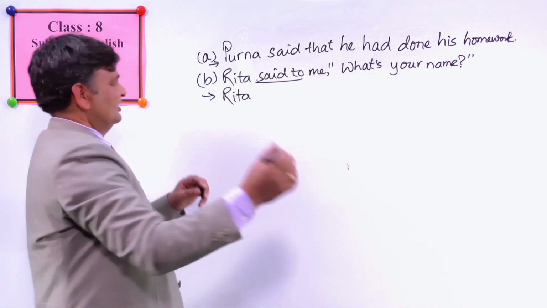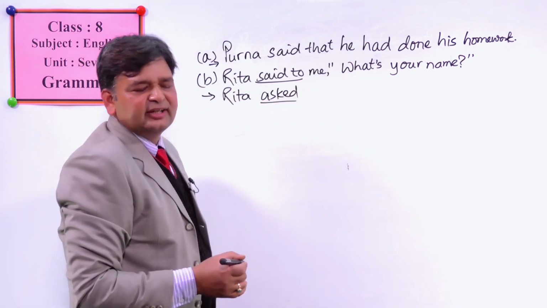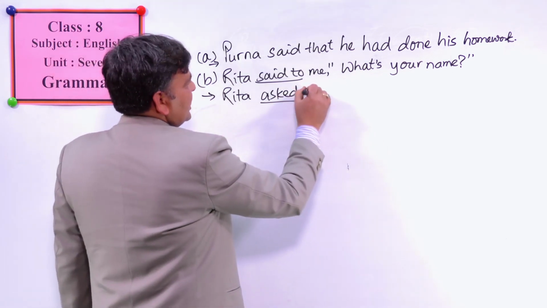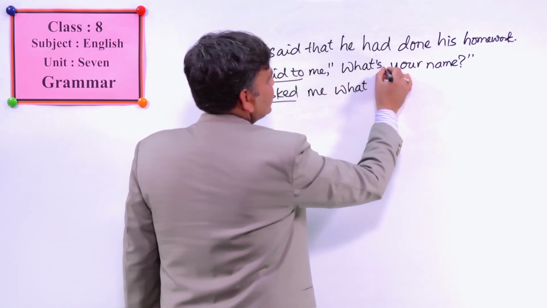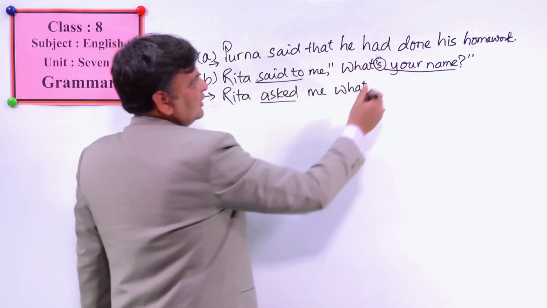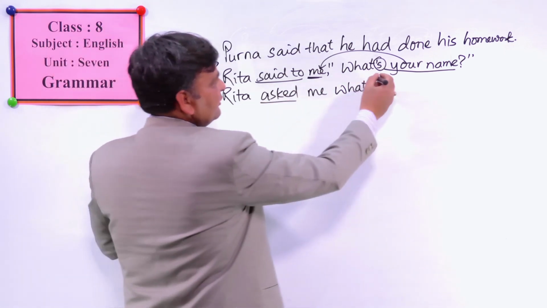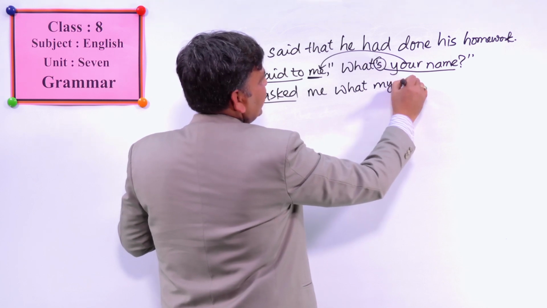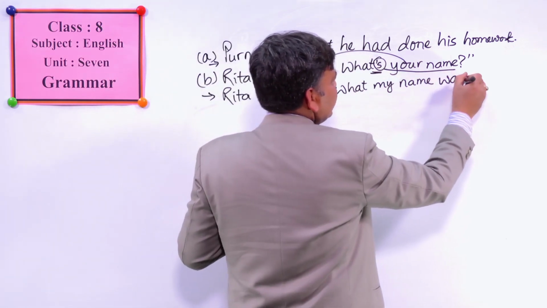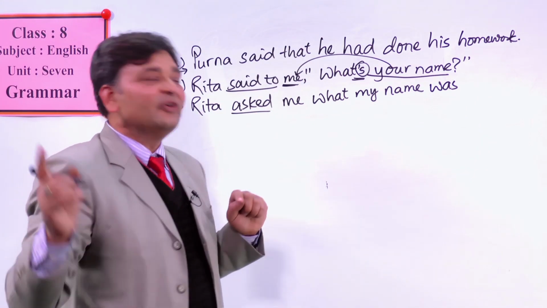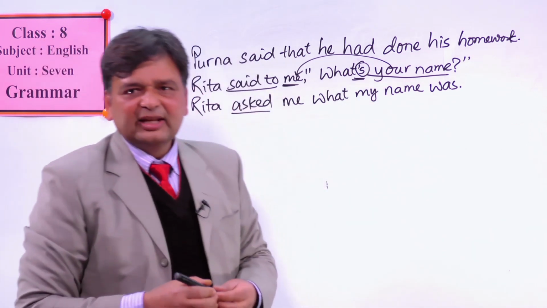So what will be, good, asked. In place of asked, you can also use other words, something like questioned, or wanted to know kind of words can be there. Asked me, and what next? What. Very good. And then you have to write this one before the verb. Your means you comes to the listener. This time the listener is me. So it will be my. What my name? So the verb here is, is. So it changes into was. Very good. What my name was. Should I place a question mark? A full stop. Good. Why? Because it is not a question sentence anymore. Good. So let's move on to number C.